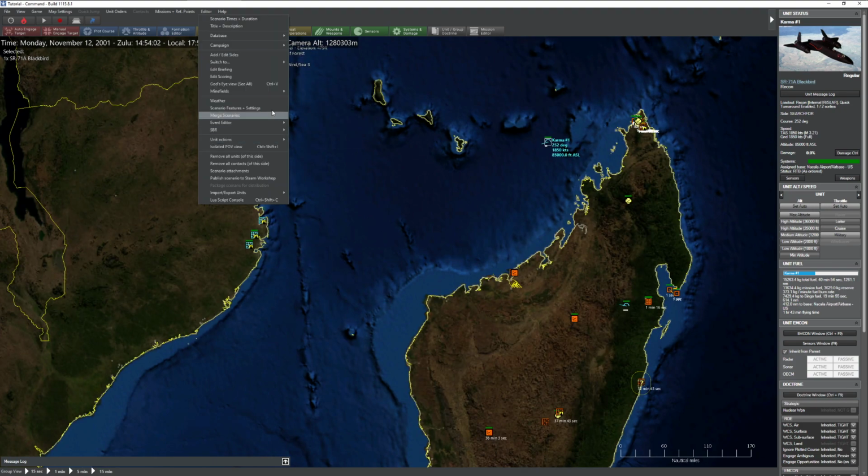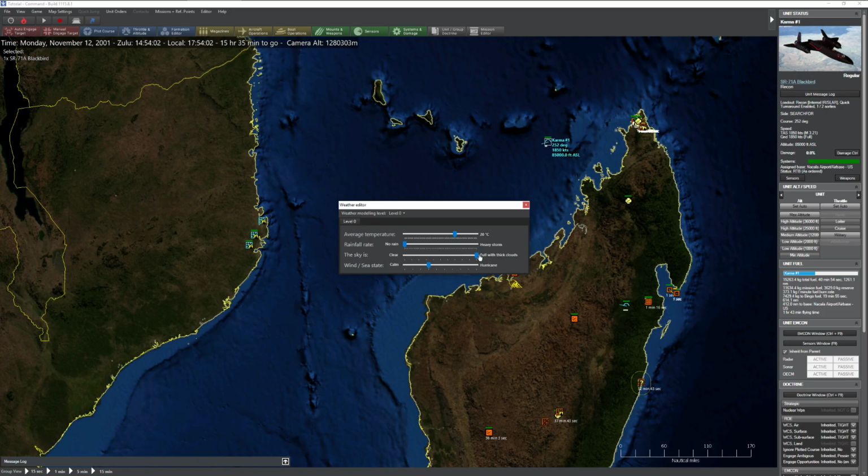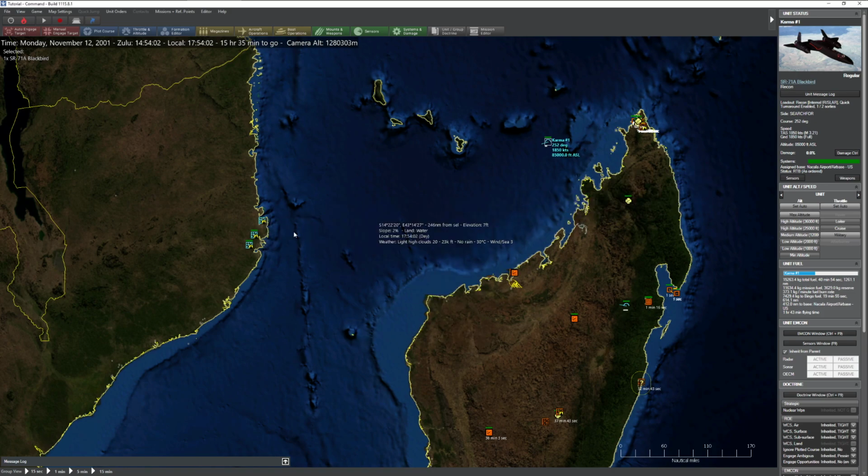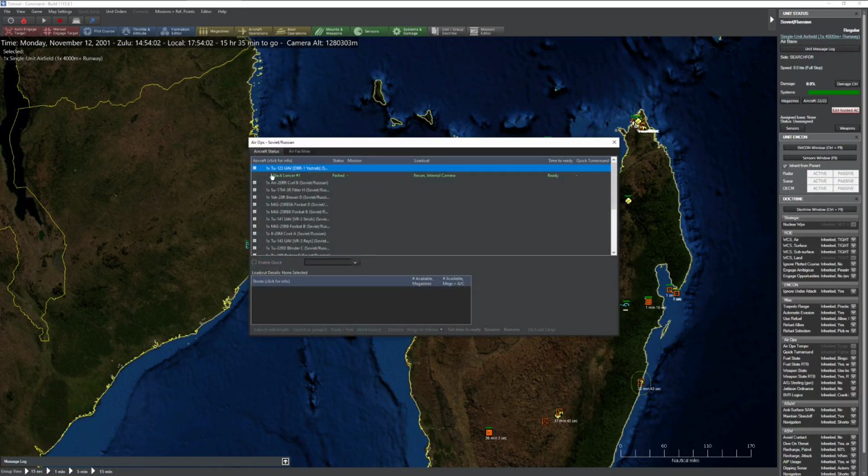So what I'm going to do is bring back the bad weather we had a minute ago. Again, that wasn't bad weather, that was average weather. That looks good to me. And now I'm going to go ahead and grab one of my tactical reconnaissance efforts here.